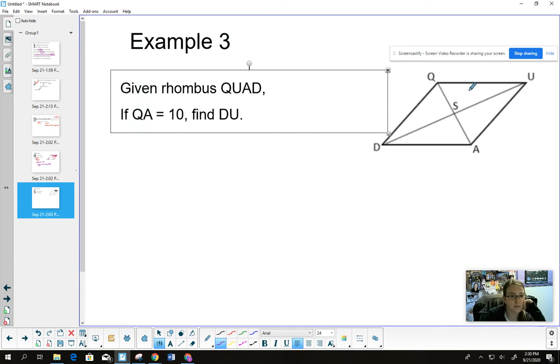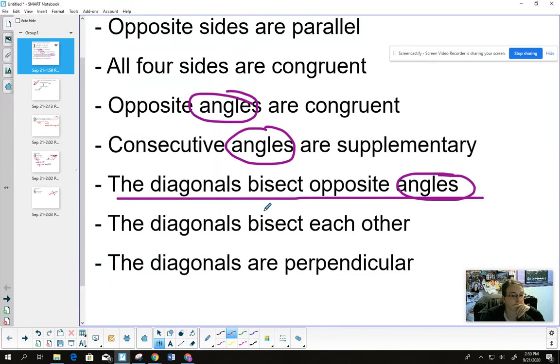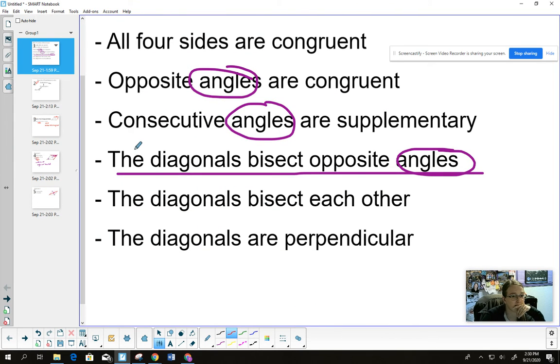So we gotta see what's being labeled here. QA is 10 and we are looking for DU. So, dang it.